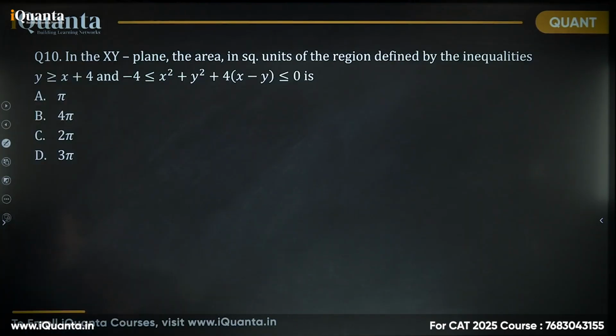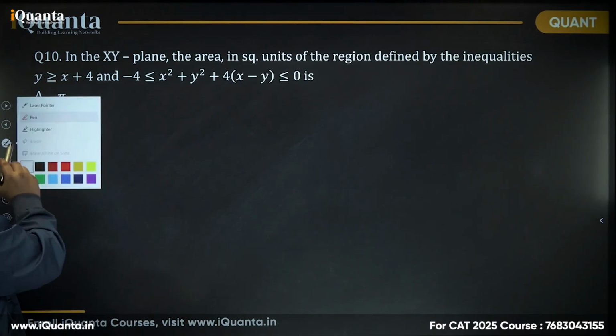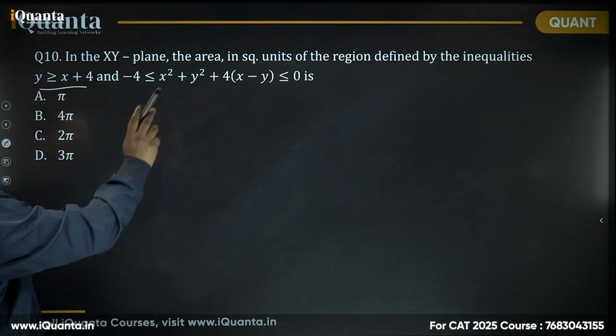In the xy plane, the area in square units of the region defined by the inequalities. We have two inequalities here. This and this is what?